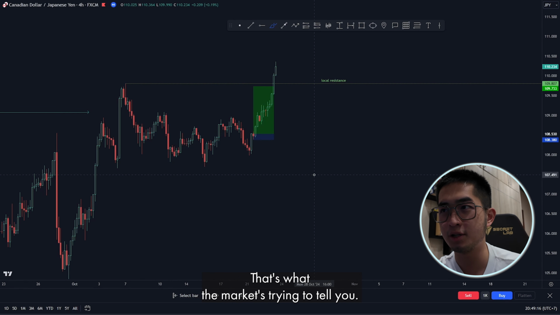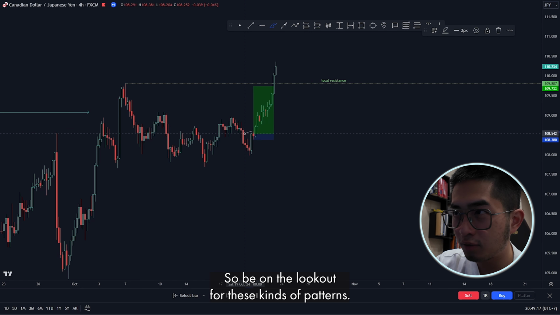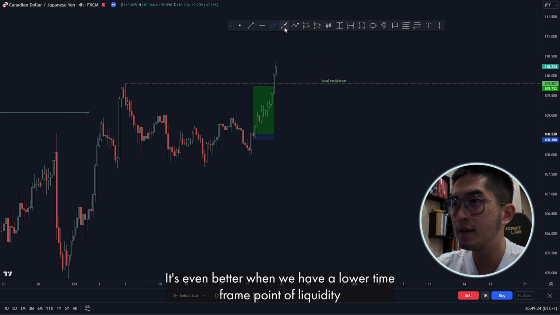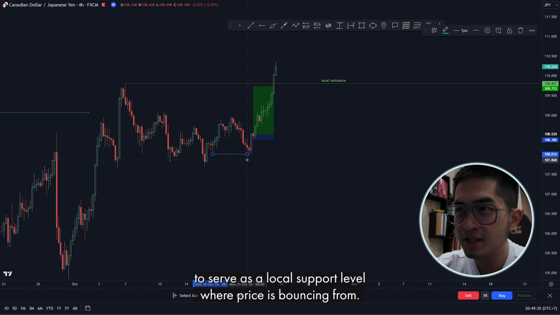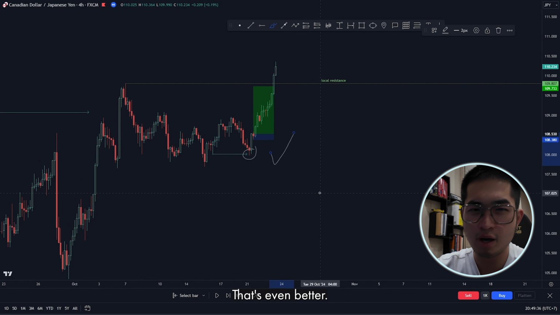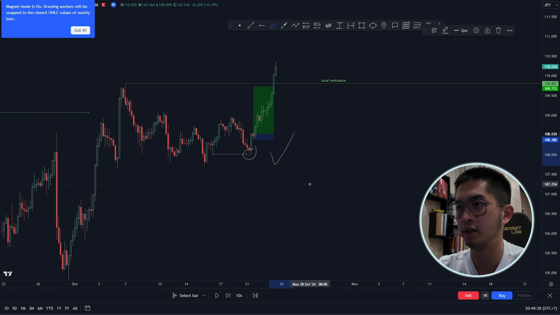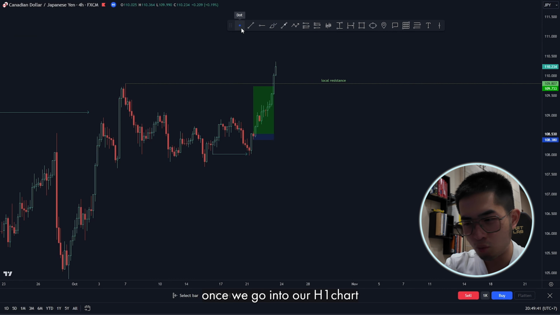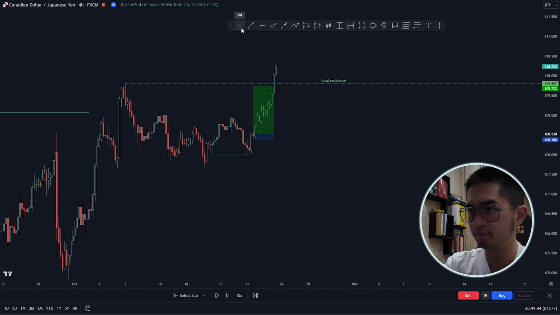That's what the market's trying to tell you, okay? So be on the lookout for these kinds of patterns. It's even better when we have a lower time frame point of liquidity to serve as a local support level where price is bouncing from. That's even better. That's chef's kiss, right? So we have that right here, which will be made more clear once we go into our 1 hour chart.